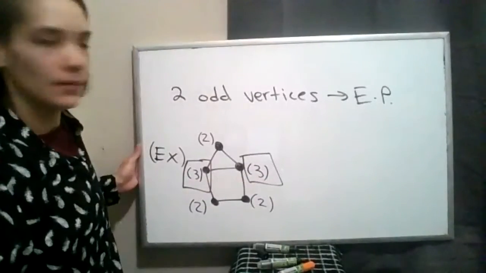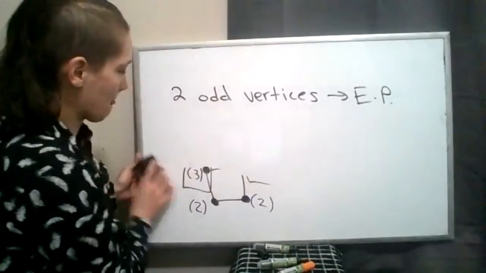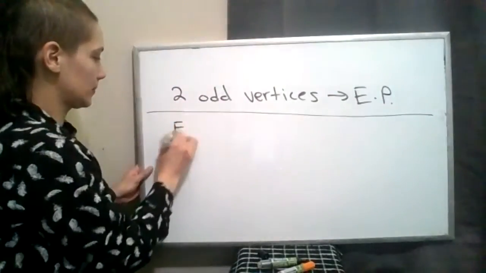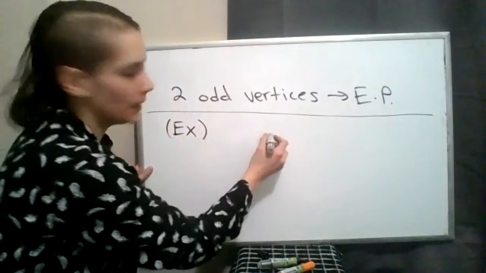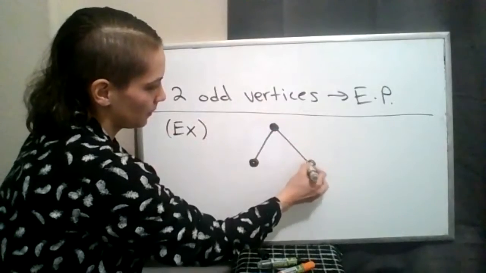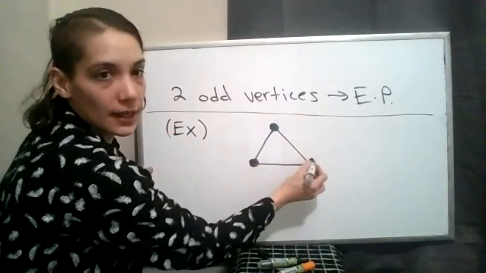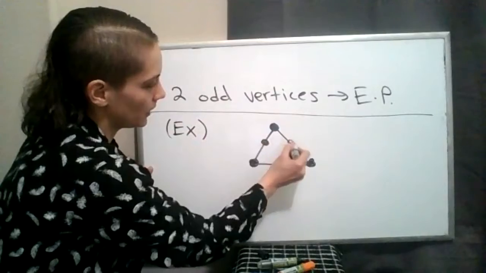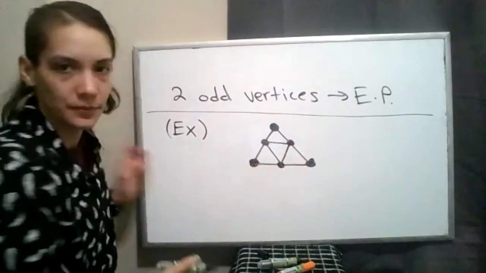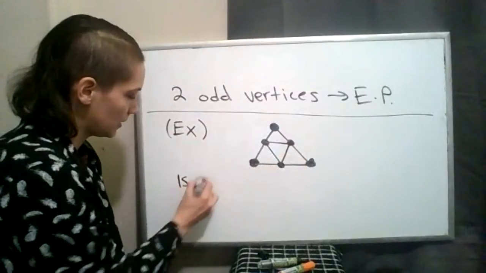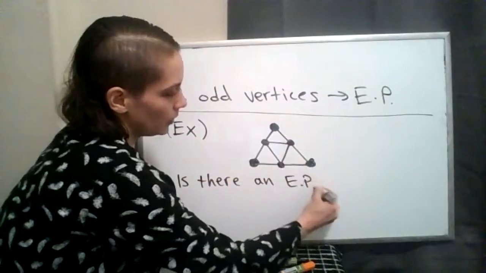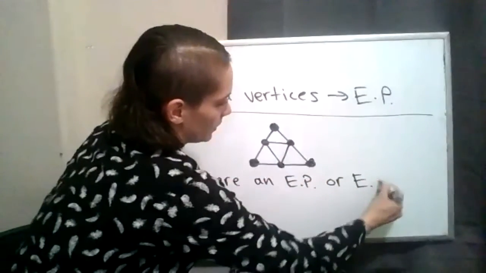This next graph. It's a big outer triangle. And then we have this inside kind of triangle like this. Okay. Is there an Euler path or circuit? Euler circuit.